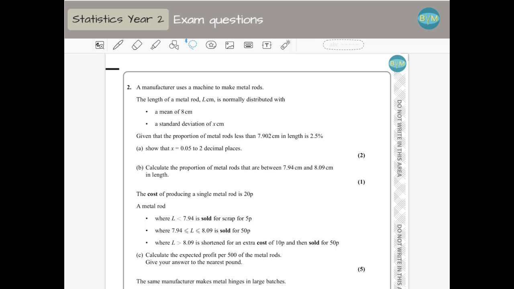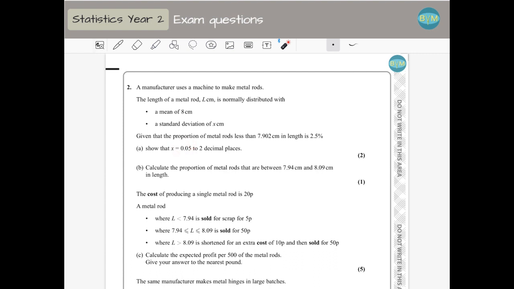Hello, this is question 2 on your June 2022 statistics paper from Edexcel, the A-level one. A manufacturer uses a machine to make metal rods. The length of the rod L is normally distributed with this mean and a standard deviation that you don't know. Given that the proportion of metal rods less than this value is 2.5%, we have to find x, the standard deviation.